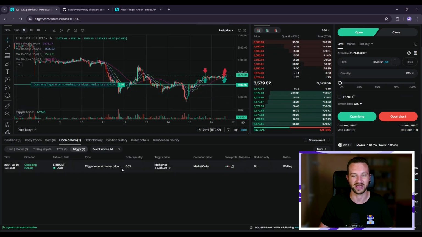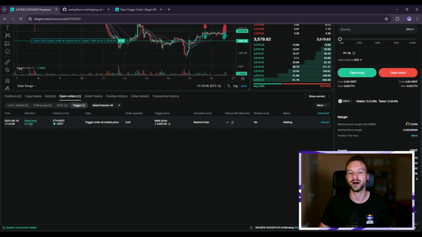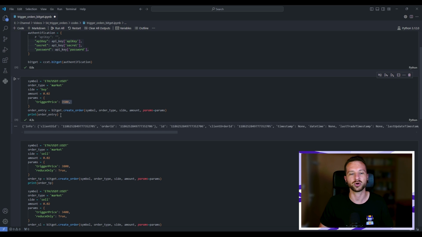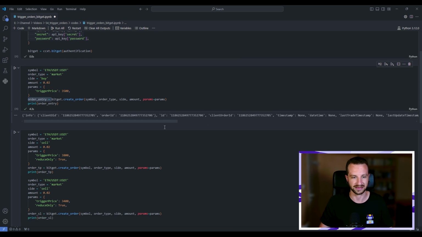Open orders. We indeed have a trigger. And we have our open long. You can see 0.02. That was the amount we wanted. And we indeed have the trigger price, 3,500. Is that indeed? I can't remember. That's indeed what I had put here. Great. So here I'm also printing the information about the order. It might be important in your algo trading, whatever you're doing with it, but great.